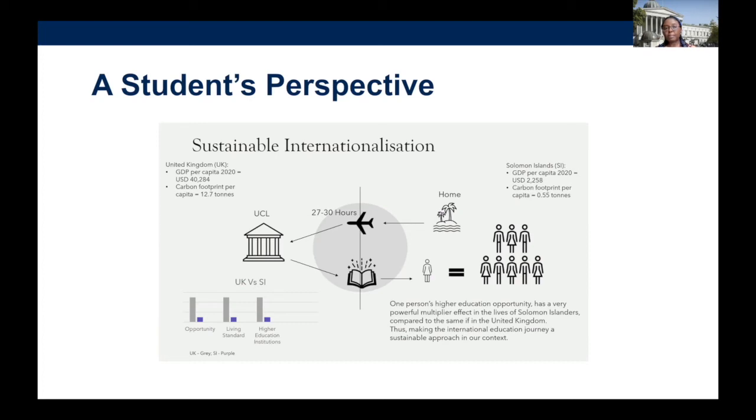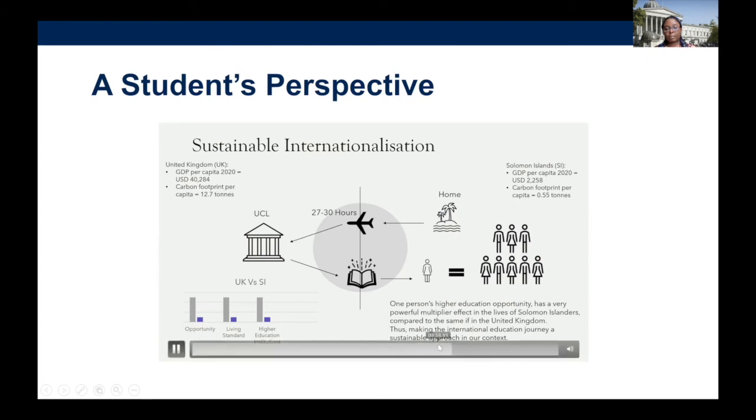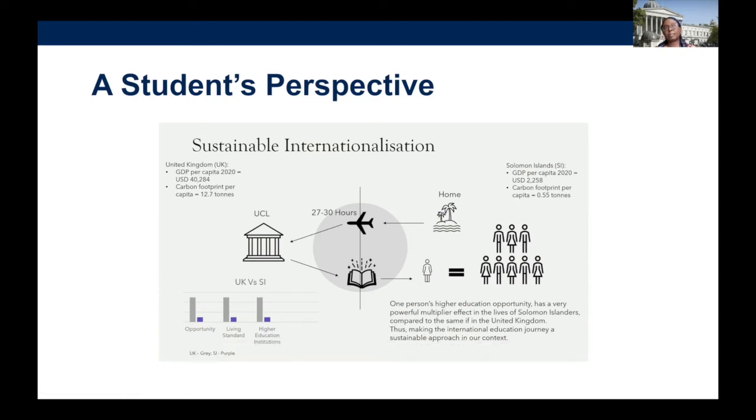Thus, it is much easier compared to our very limited opportunities or standard of living and only 2 higher education institutions in the country. So, from my little island home, through my scholarship, despite flying 27 to 30 hours to get to UCL for my master's, I know that I differ from every other person who is on the plane with me, contributing to that consequential carbon footprint because of where I come from.